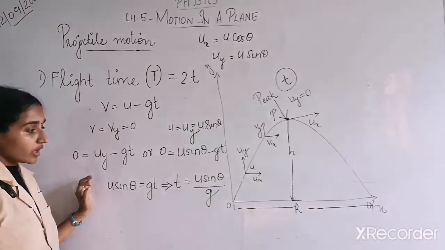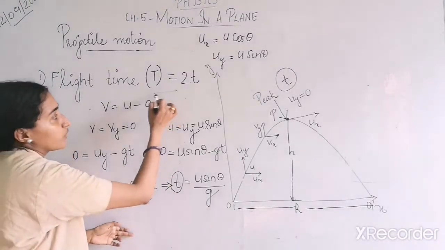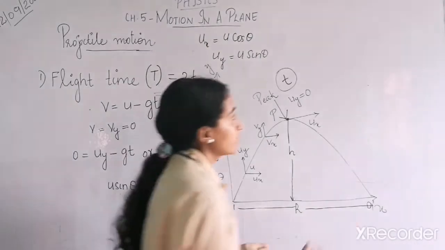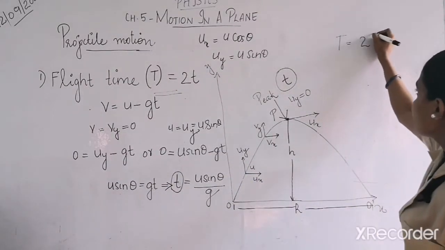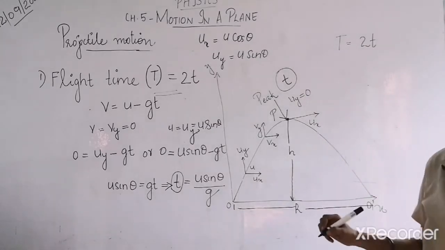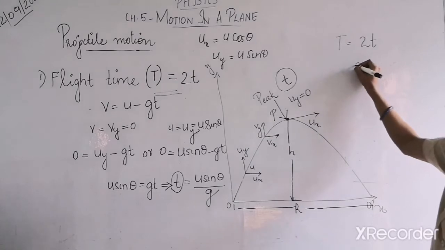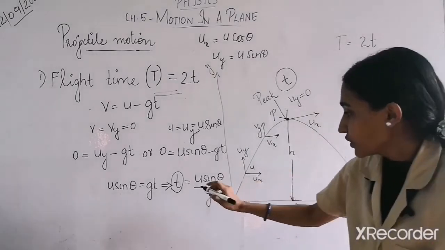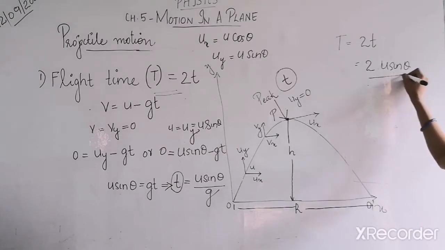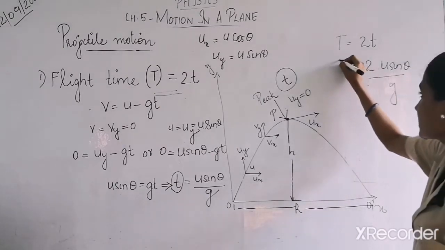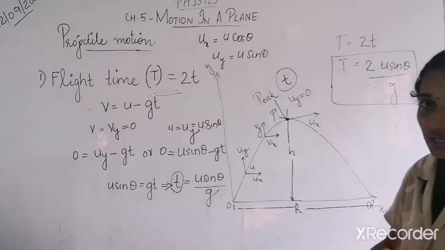Got it? Now you have the equation for t. Can you write it? Flight time T, I have told you, is equal to 2 times small t. So what will be your equation? 2 times, what is the equation for t? u sin theta upon g. So this is the equation for flight time of a projectile.